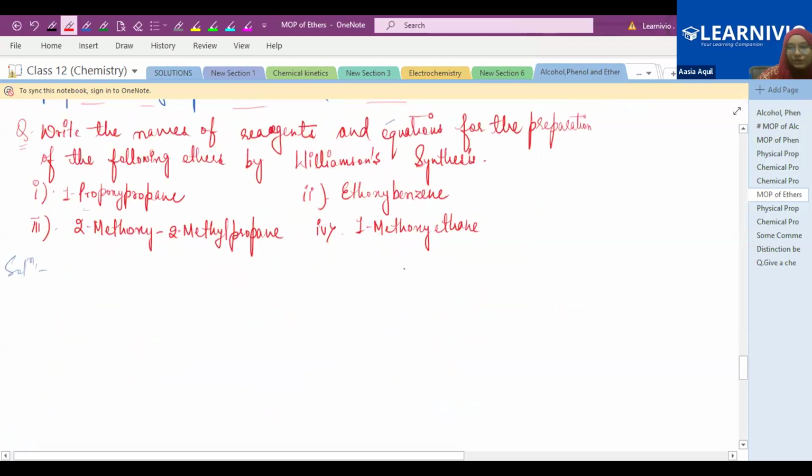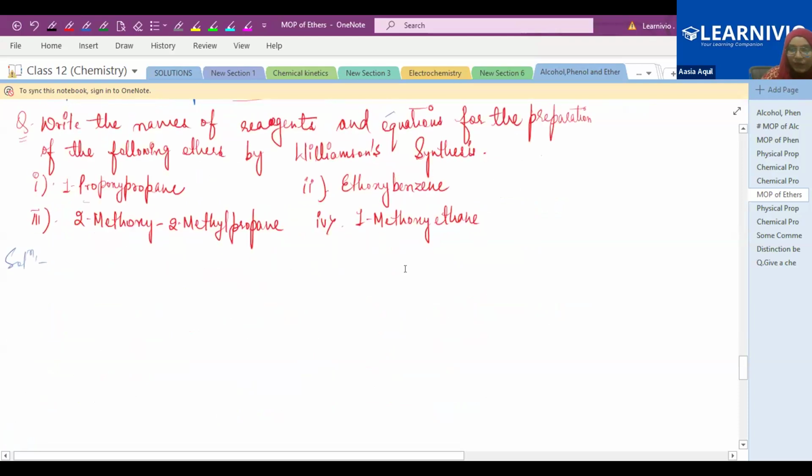Okay, now here's a question. Write the names of reagents and equations for the preparation of the following ethers by Williamson synthesis. Just do this question quickly. You have to write down the names of reagents and the equations with proper reactions for the preparation of these using Williamson synthesis. So let me draw the structures. 1-propoxypropane: a three carbon chain, oxygen, and another three carbon chain. So this is 1-propoxypropane.